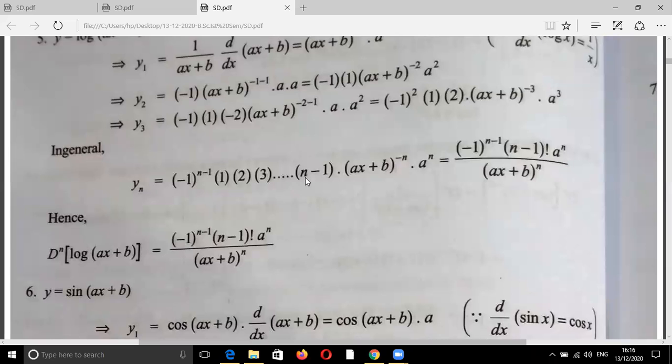Here yn means you have to run up to n minus 1, 1 into 2 into so on to n minus 1, and here minus 1 to the power 2 is there. Y3 means you got here 2. Here you got n minus 1. Okay, one time you have to reduce. Yn means you get here n minus 1.